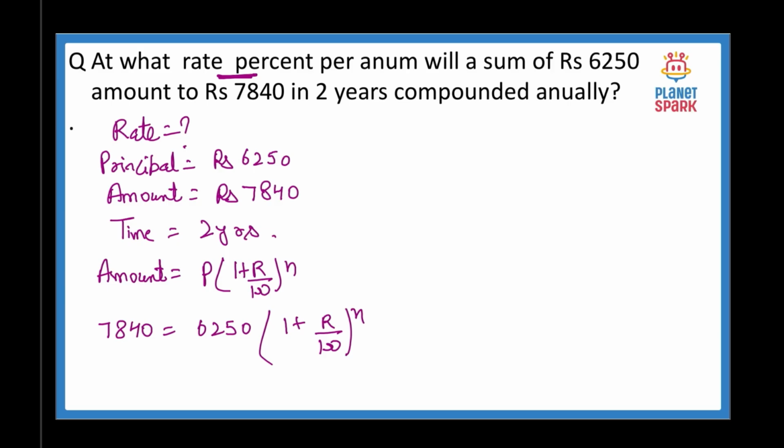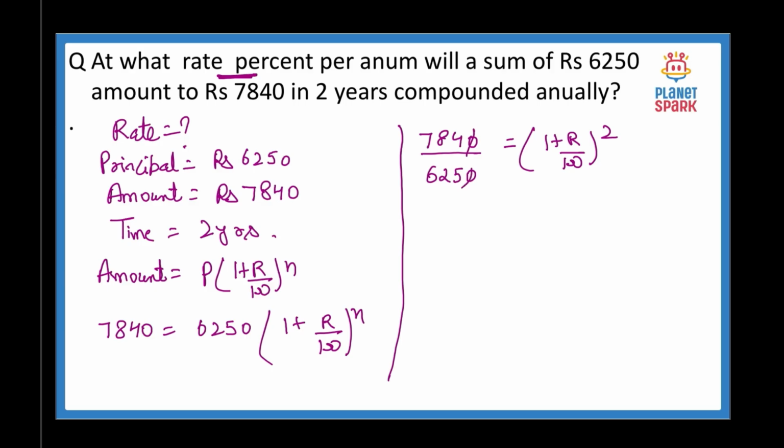Now 6250 is multiplied. If I take it to the other side of the equation, it would be divided. So I have 7840 divided by 6250 is equal to 1 plus R upon 100 raised to the power 2. On LHS, I can cancel, and I would be left with 784 divided by 625 is equal to 1 plus R upon 100 whole square. I need to get rid of the square. So what I'm going to do is take the square root on both sides. On both sides, we can apply the same operation. Which operation are we applying? We are taking the square root on both sides.